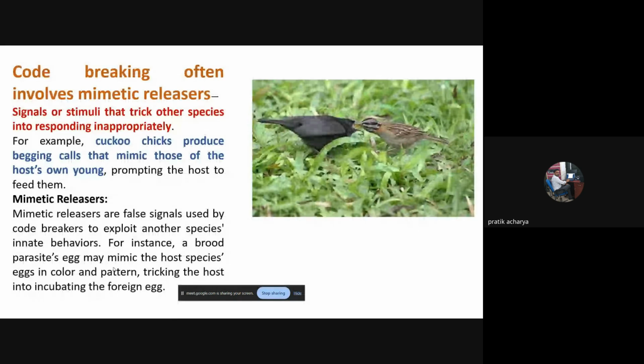So this is all about innate behavior, mimicry, and all. Up to this, is it clear, or is there any confusion?